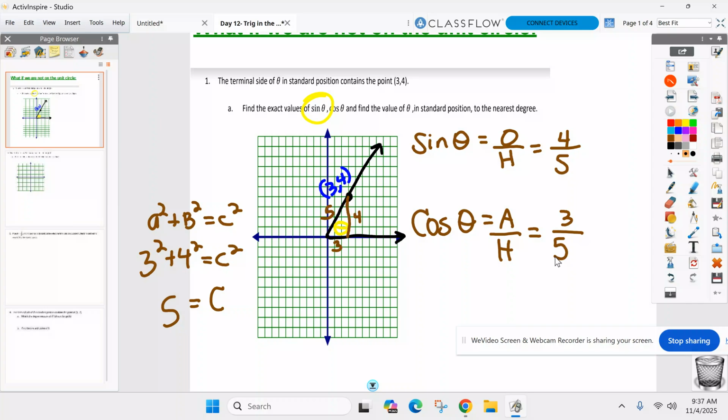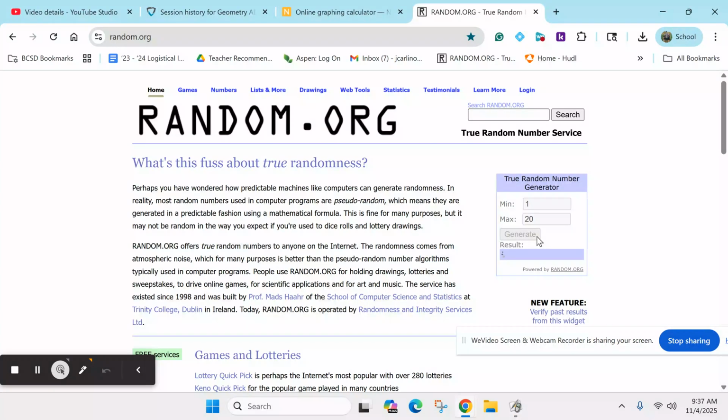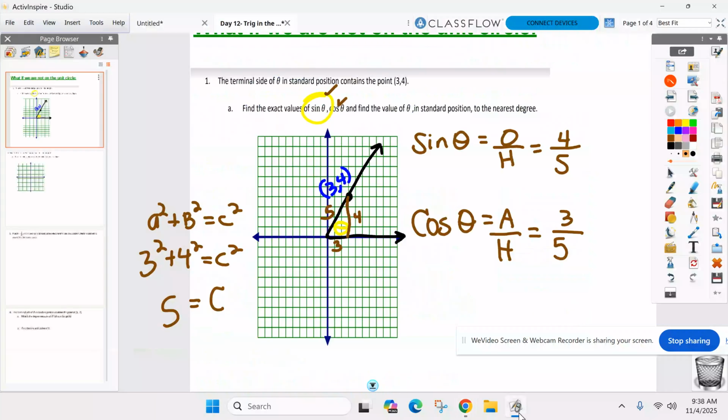All right, everyone good? Now we've got to slow it down a little bit. I found sine. I found cosine. Last thing I need to find? Keep reading the directions for me. What's the final thing I need to find there? Candace? The value of theta. How many degrees are in that angle right now?